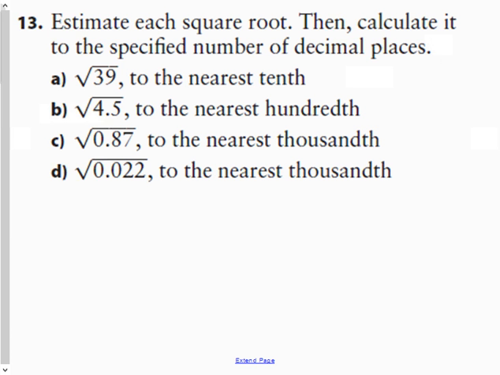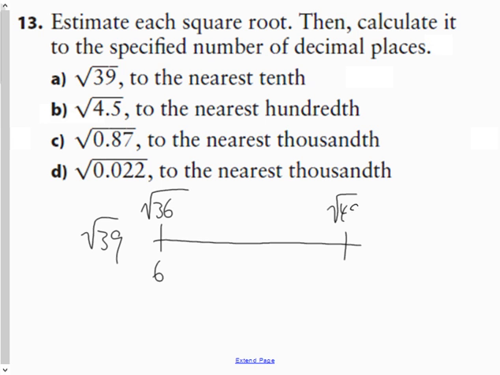Question 13 says estimate each square root, then calculate it to the specified number of decimal places. The first one says the square root of 39 calculated to the nearest tenth. If I think about the benchmarks that it's between, the square root of 36 is a perfect square, 6. The square root of 49 is a perfect square, 7. So 39 would be 6 point something.